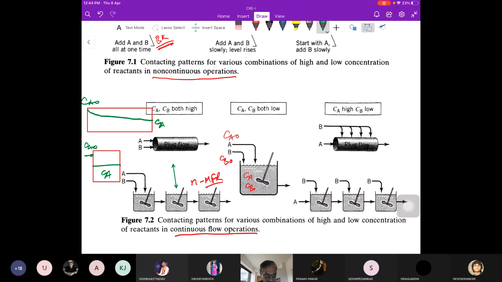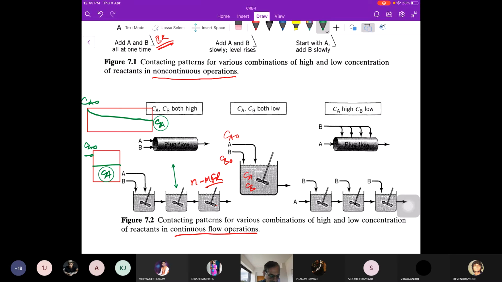आप बोल रहे हो अगर मैंने same CN रखा, right? You are saying this is same as this one, right? Conversion same रहेगा दोनों का. But that is not the point. Point here is, for the desirable product, I want CA to be high and CB to be high. So it will be high only in a PFR, not in a mixed flow reactor.